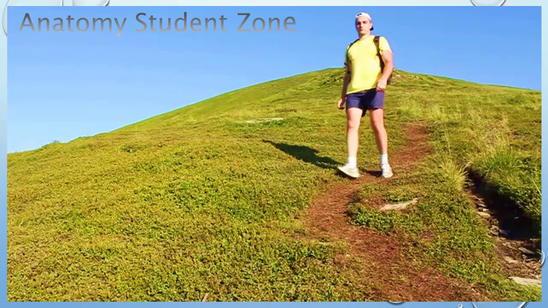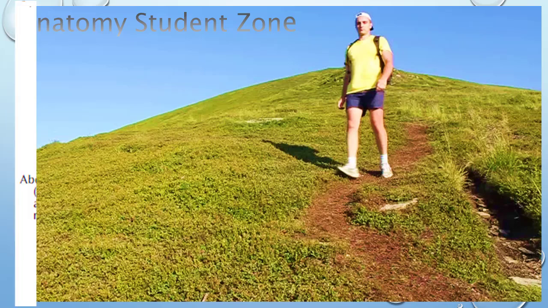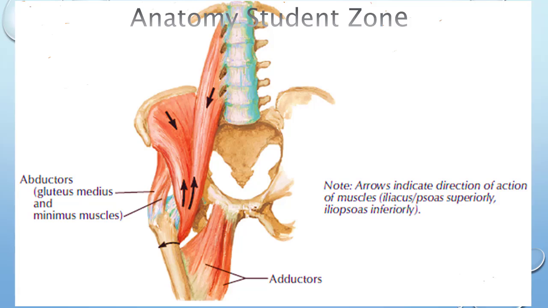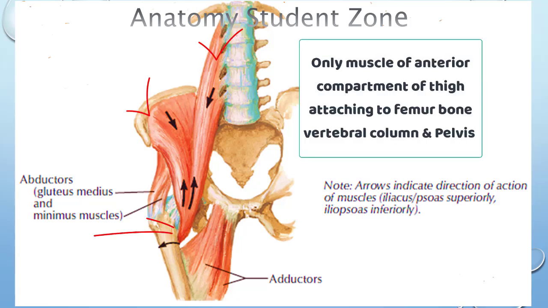So have you ever walked downhill? Of course you have, but I just want to tell you, when you are walking downhill, your iliopsoas is also active at that time, and it helps you in performing those movements. So that was all about iliopsoas. This is the only muscle of the anterior compartment of the thigh that is not only attached to the femur bone, but is also attached to the vertebral column and the pelvis as well, as we have seen.